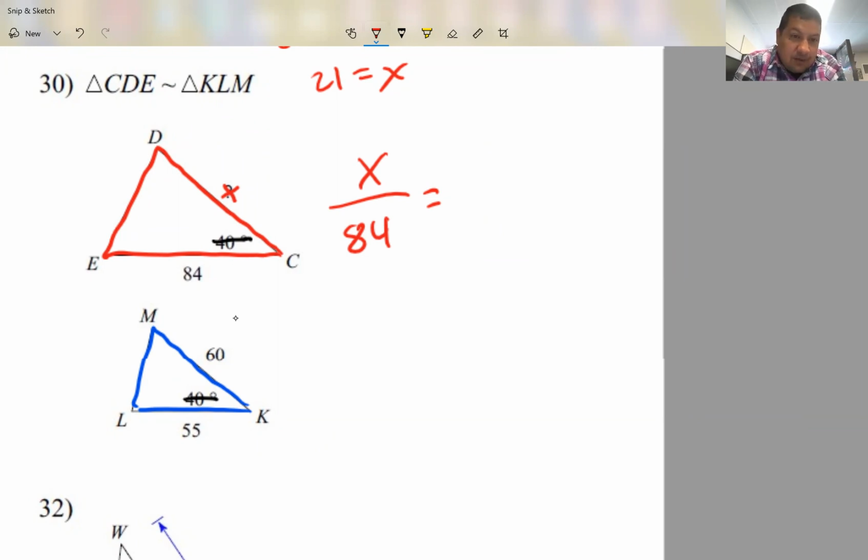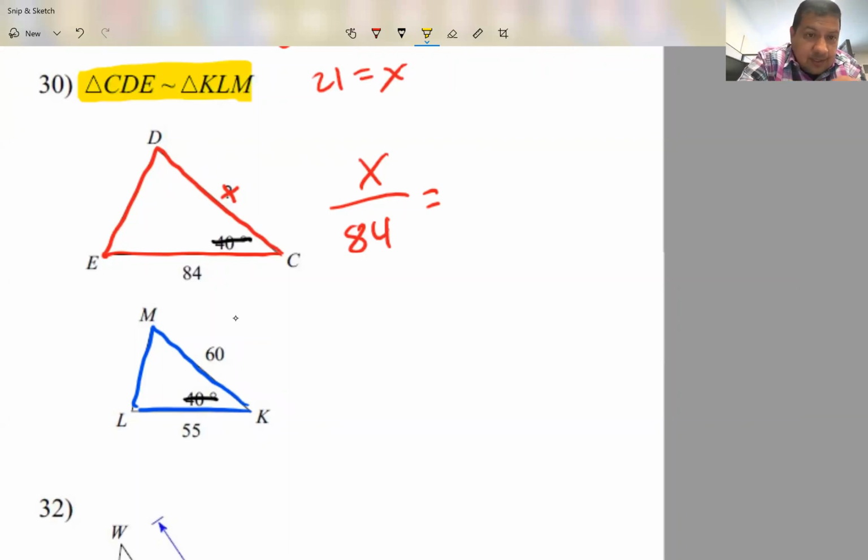Like I said, if you can tell, if X is bigger, X goes with 60. If X is smaller, X goes with 55. If you can tell, great, we can just move on. But what if we cannot tell? What if we cannot tell if X is bigger? I'm going to include some measurements there. I'm going to include a statement there to help you out.